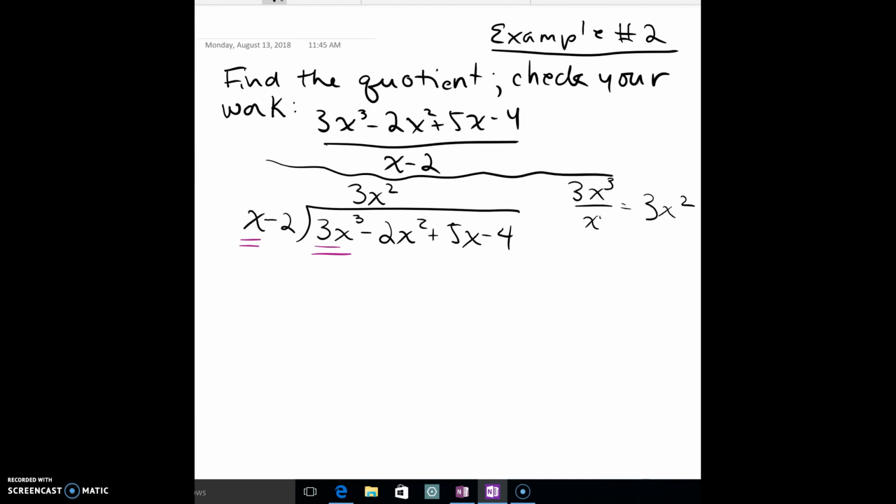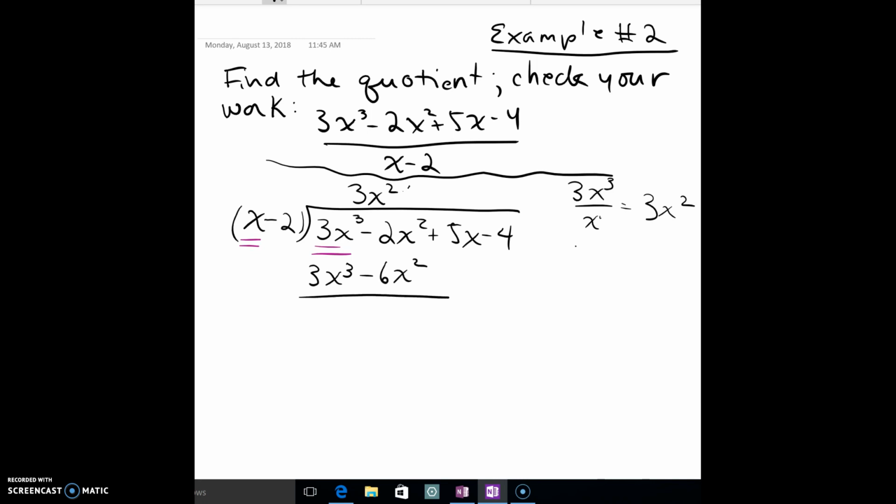Now the division algorithm has 4 steps. The first step is to divide. The second step is to multiply. So we're going to multiply this number we put in our quotient's position by the whole divisor. So I'm going to multiply 3x squared by x minus 2. 3x squared times x is 3x cubed. 3x squared times negative 2 is negative 6x squared.